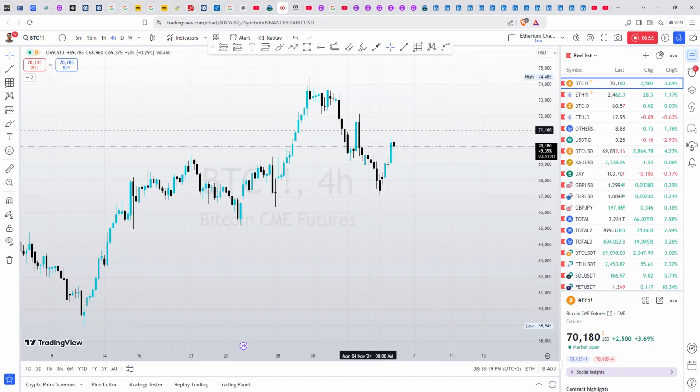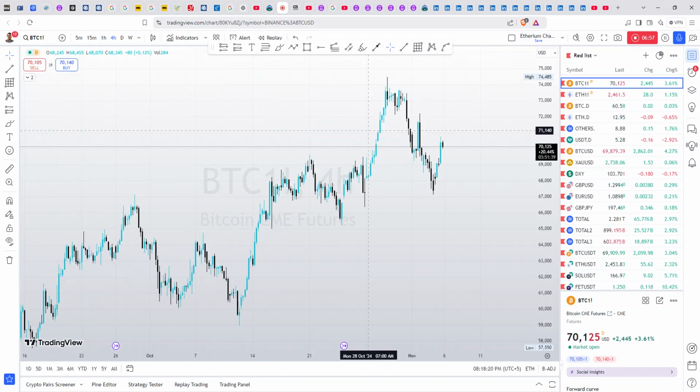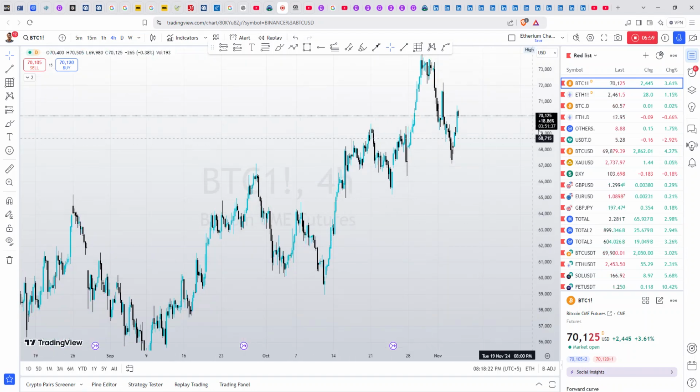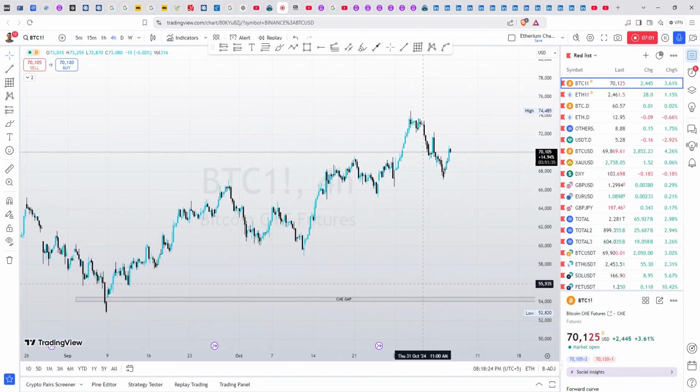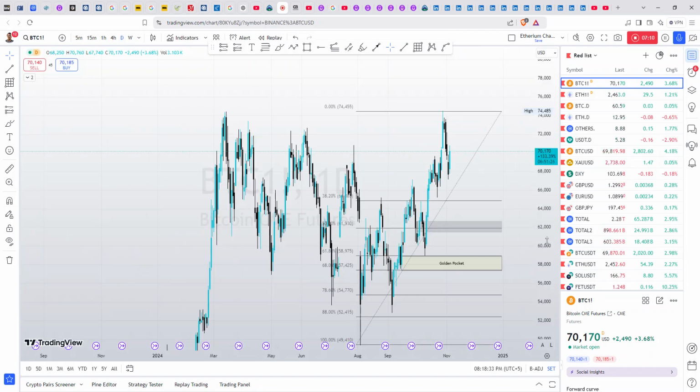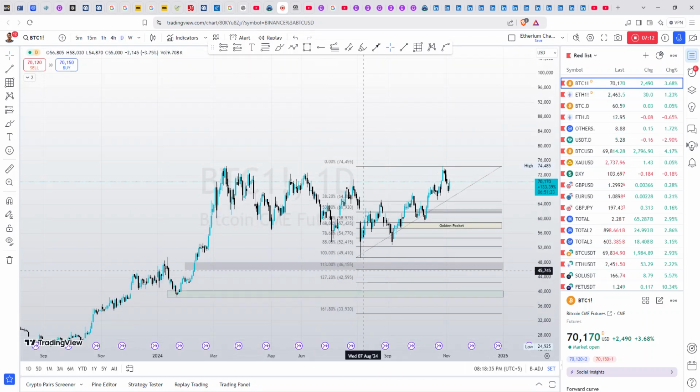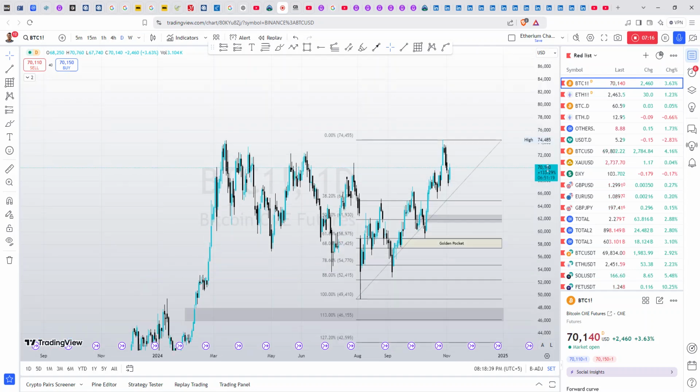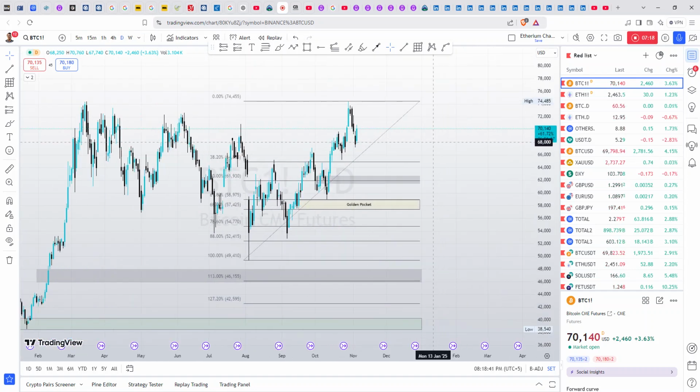So this is the Bitcoin CME chart, and CME doesn't have anything to offer other than a CME gap, which is at $54,400. Although this is a big CME gap, and it would be fulfilled if the market takes a big correction, and it may take a month or so.